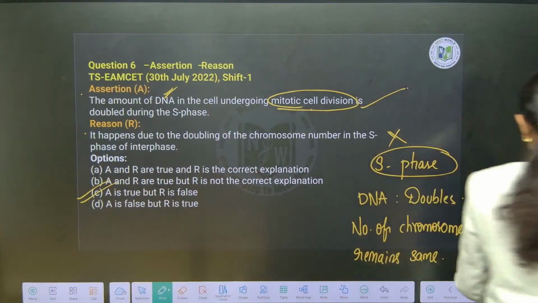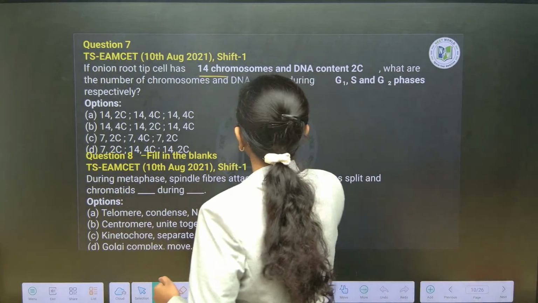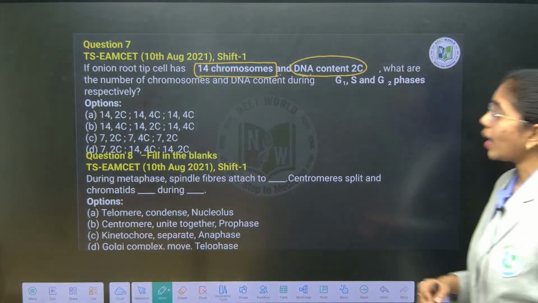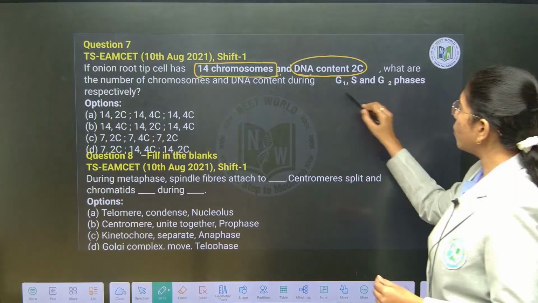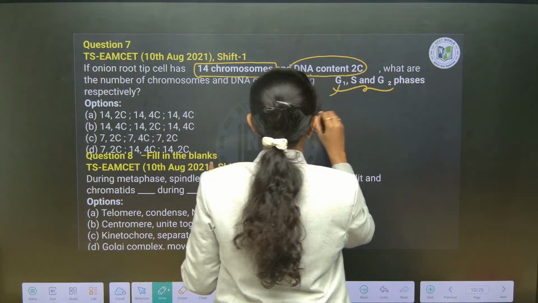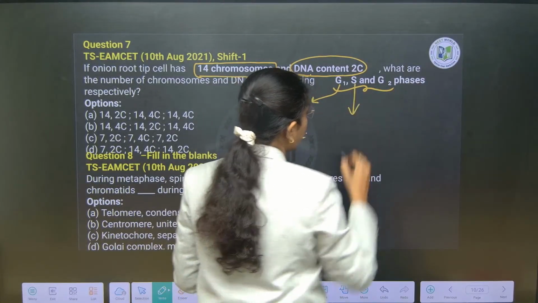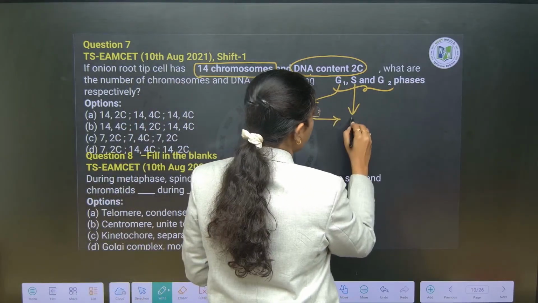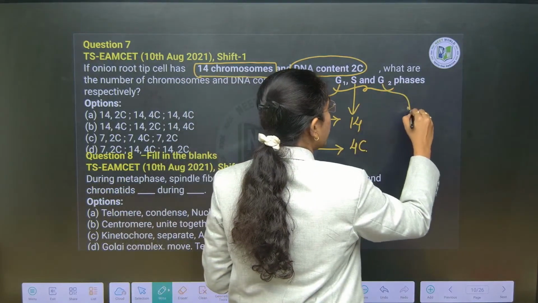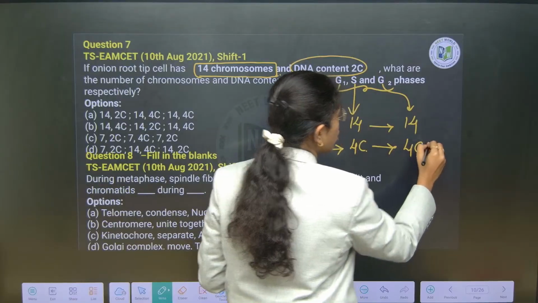Next you look into this one. If an onion root tip cell has 14 chromosomes and DNA content is 2C, what is the number of chromosomes and DNA content during G1, S phase and G2 phases respectively? So the number of chromosomes in G1 phase is 14 chromosomes and 2C DNA, right? So in S phase what is happening? Chromosome number remains the same but DNA gets doubled to 4C. In G2 phase again the number of chromosomes remains the same, and the DNA doubled in the S phase will be the same in G2 phase as well.